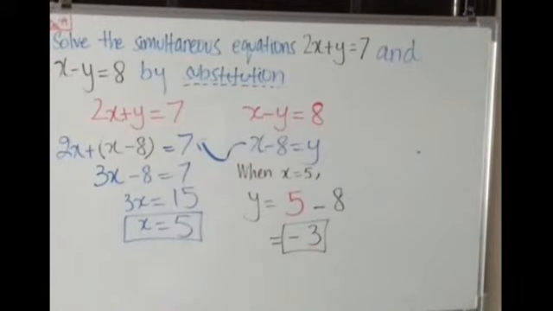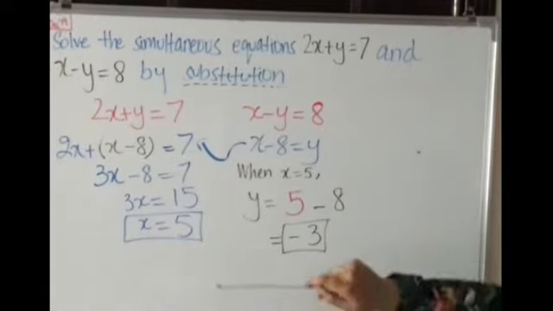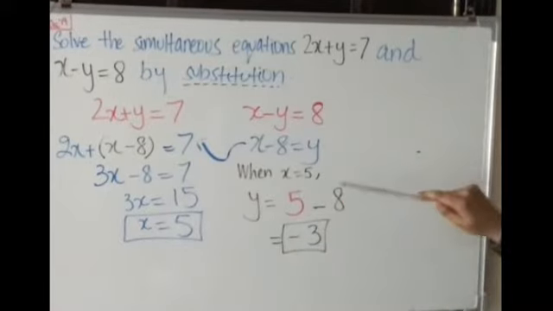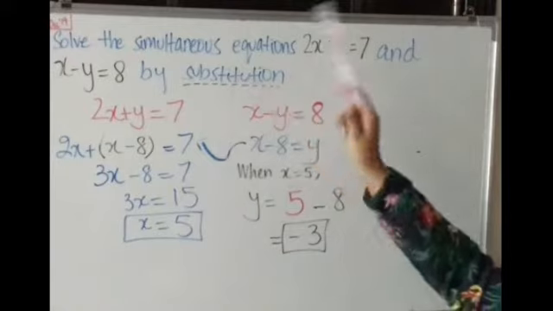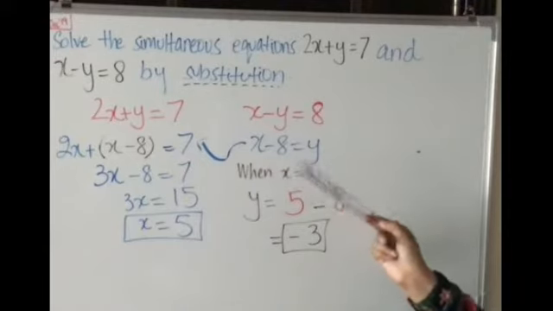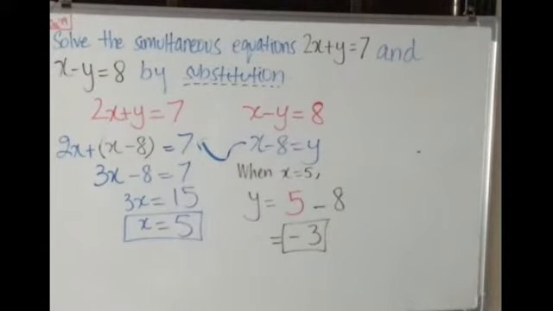So this is also a verification method. So x equal to 5, and when x equal to 5, you could plug this value of x into any of the equations, and you would get y is equal to minus 3. As you can see here, x minus 8, so 5 minus 8 is equal to minus 3.